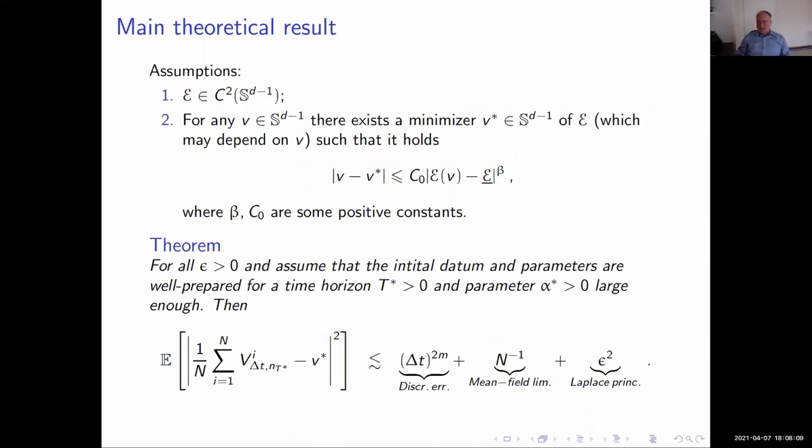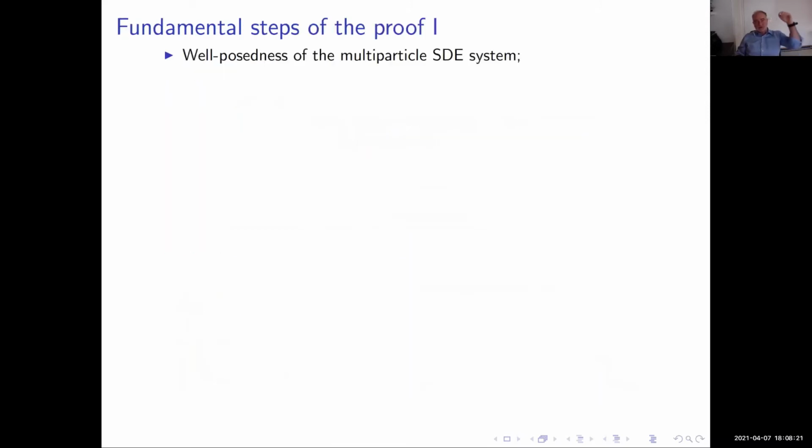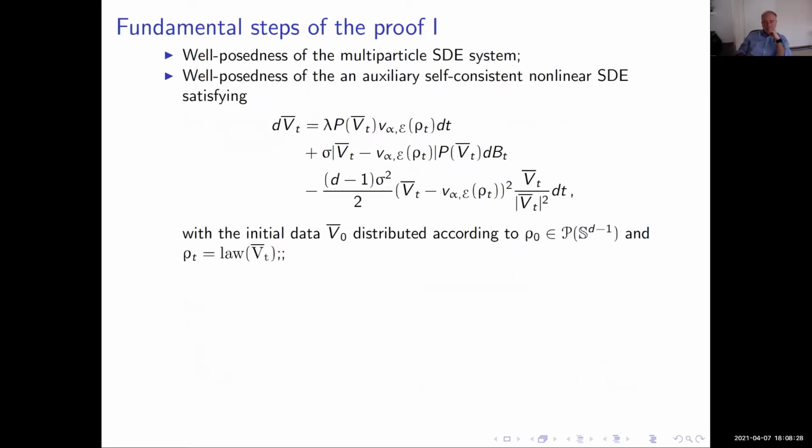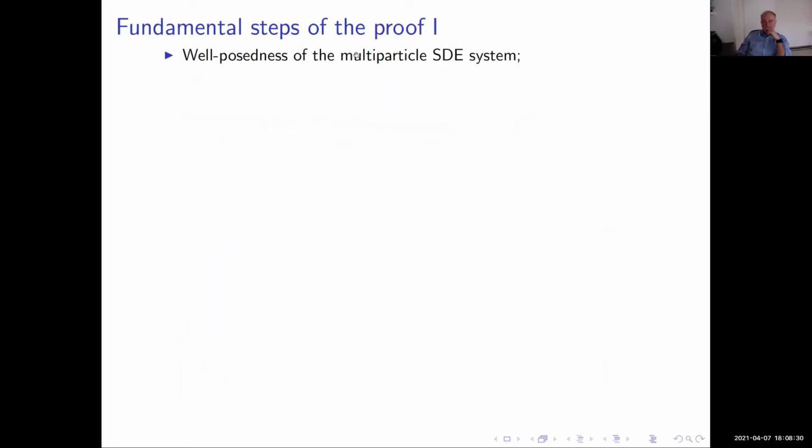So we can guarantee a certain convergence, at least in expected value, to the global minimizer with this three-level approximation type of error. So how does the proof work? Well, the proof is done as follows. First of all, one establishes the well-posedness of the multi-particle system of the original SDE that I introduced to you.